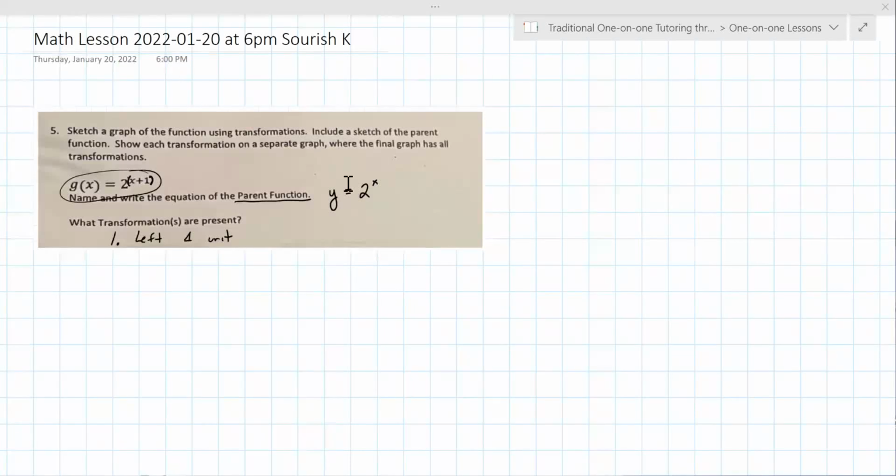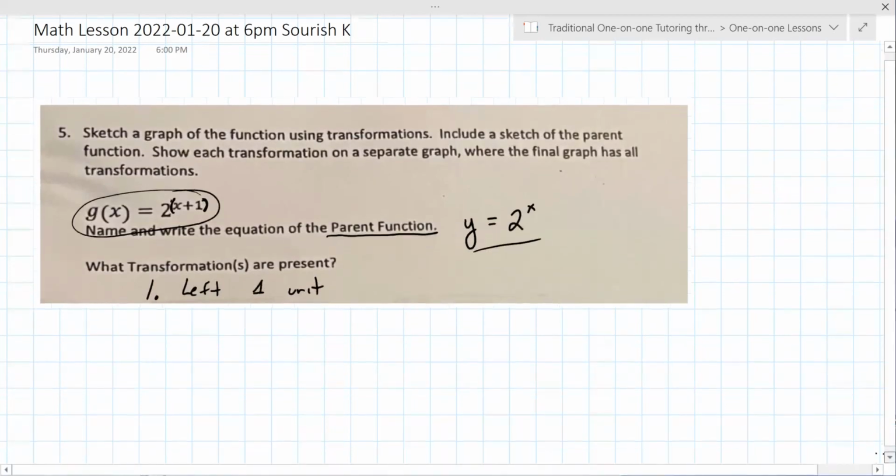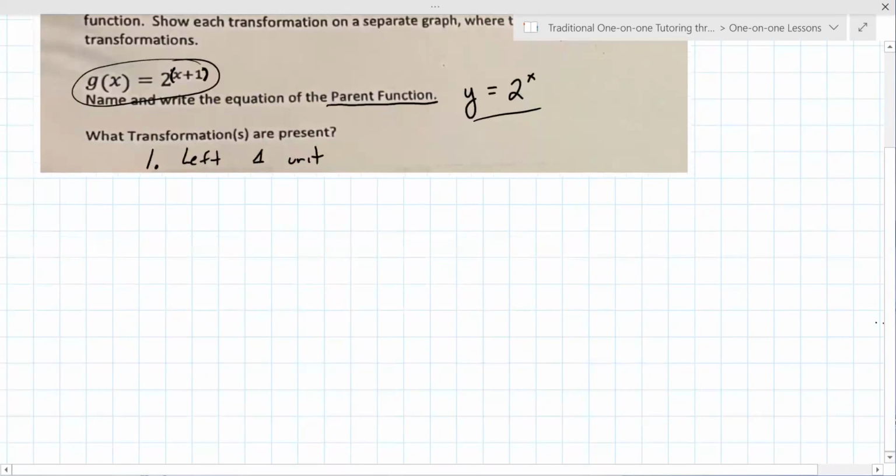Here we go. So the parent function was 2 to the power of x. Do you recall that? I already got that. And then the transformation is 1 unit to the left. So we're going to start by graphing the parent function, but we're going to make a table to do that. Here's x, here's 2 to the x.